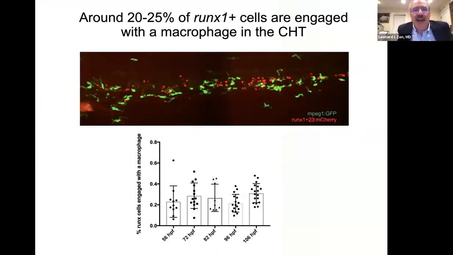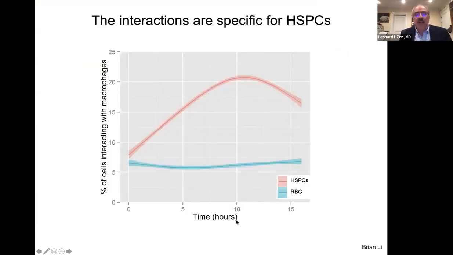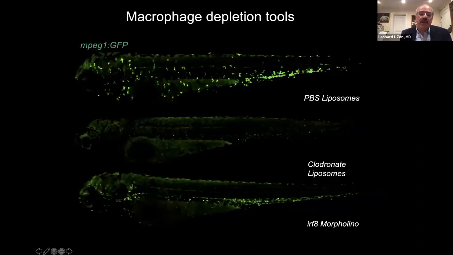So it turns out that about a quarter of all the stem cells are actually interacting with a macrophage in this fetal environment. And this is true across different time periods. We also know that it's relatively specific for stem cells. So for instance, if we look at red blood cell interactions with macrophages, that hardly happens at all, but the stem cells definitely interact specifically.